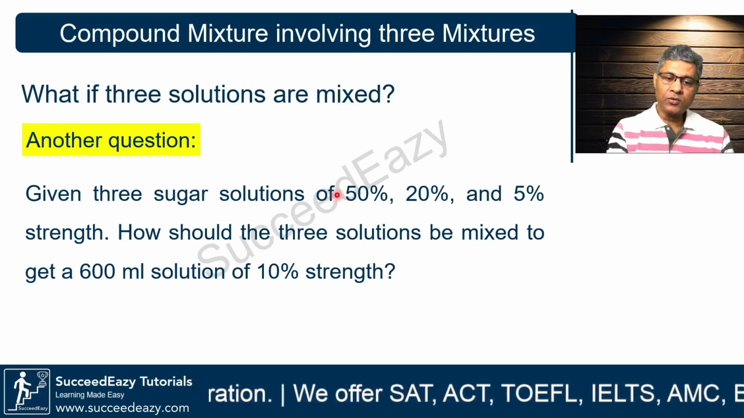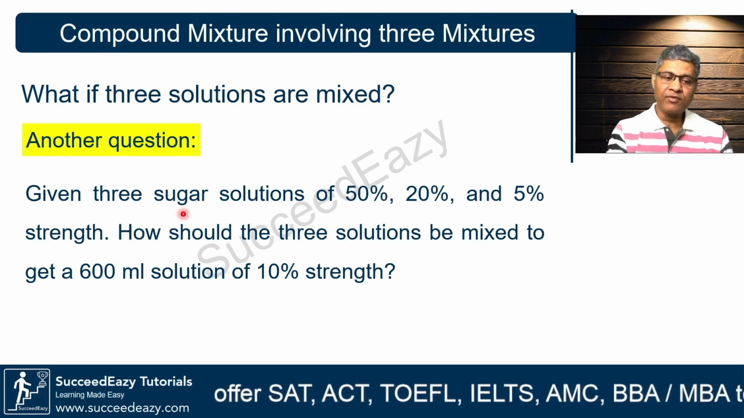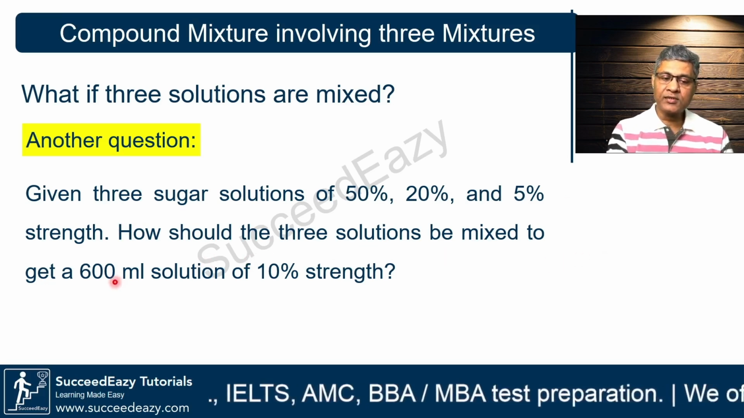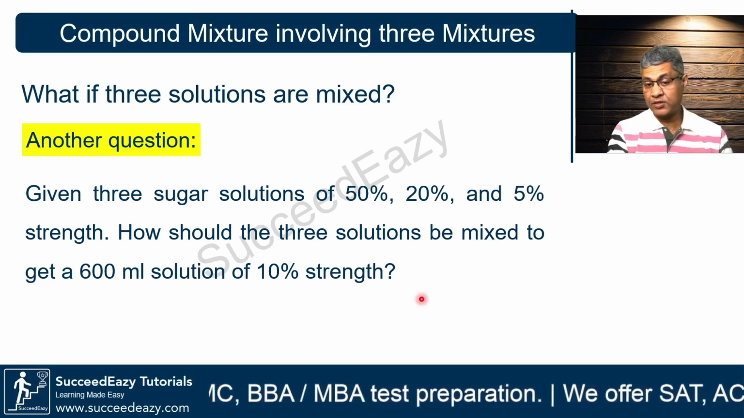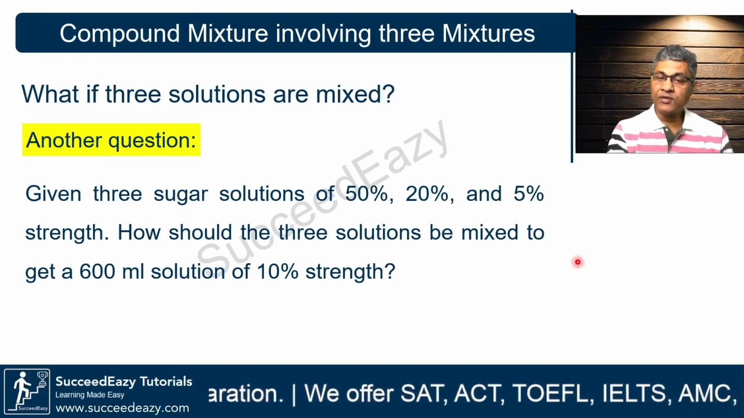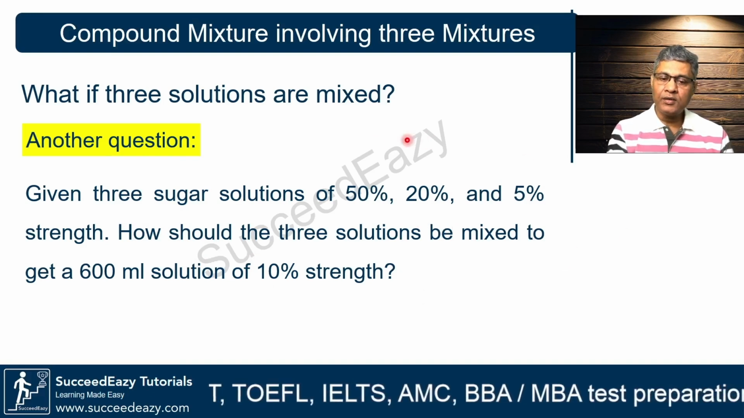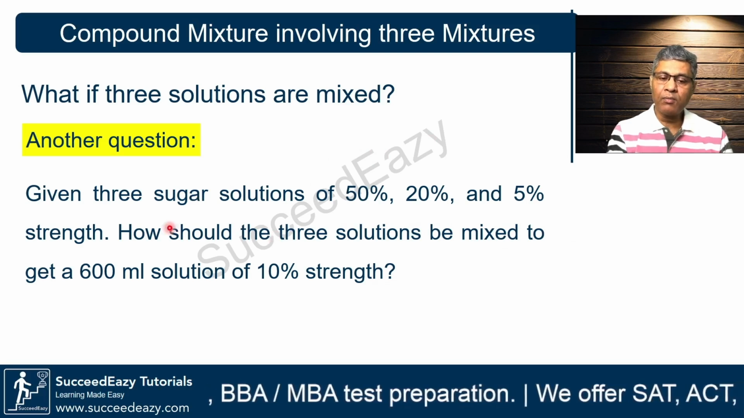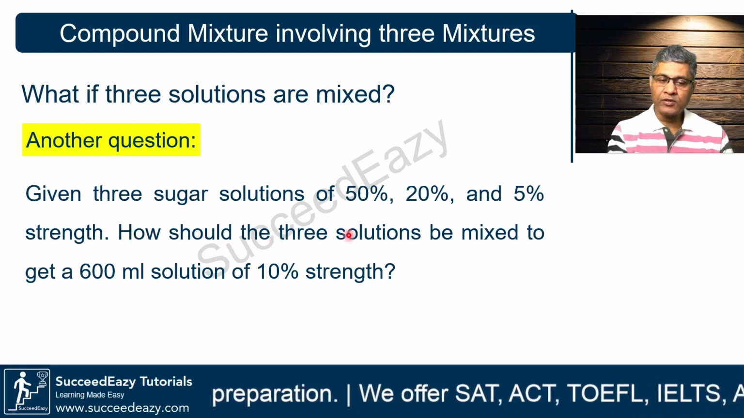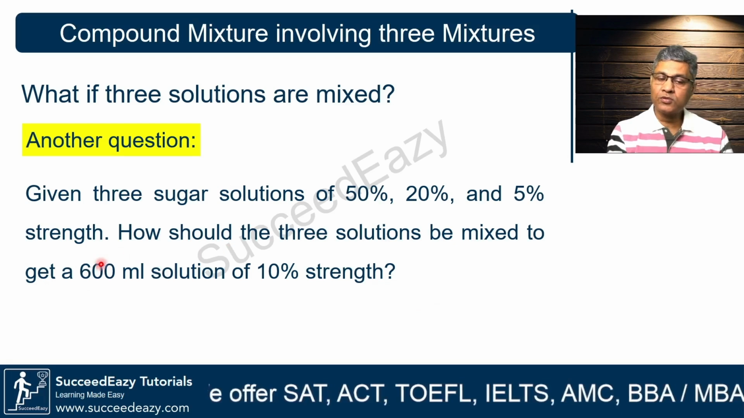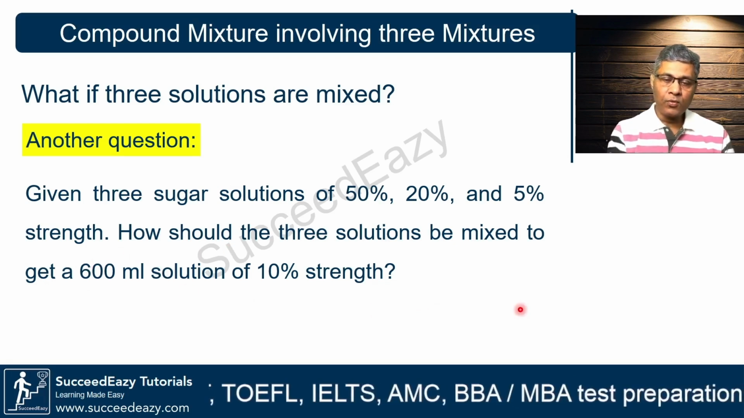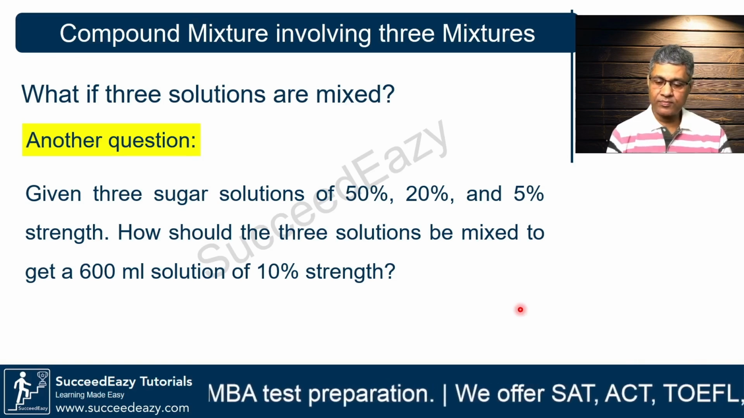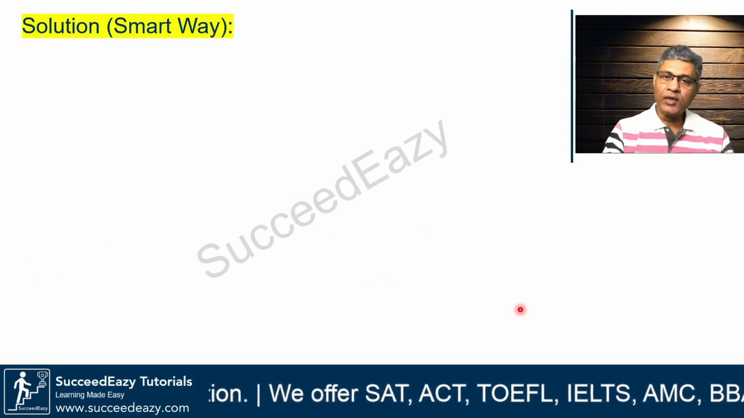Given three sugar solutions of 50%, 20% and 5% strength, how should the three solutions be mixed to get a 600 milliliter solution of 10% strength? So this is a different kind of problem. Here it involves three mixtures, right? To get a compound mixture of a particular strength and the volume is also given, right? So if you want, you can try this. Otherwise, look at the solution, then maybe you can try the next one for practice. Okay, let's look at the solution.